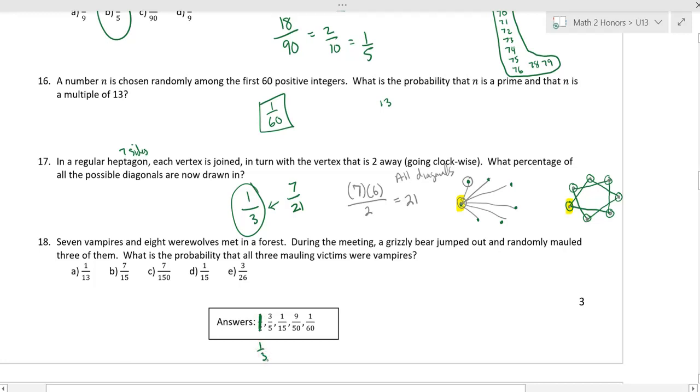Okay, 18. 7 vampires and 8 werewolves met in the forest. During the meeting, a grizzly bear jumped out and randomly mauled 3 of them. What's the probability that all 3 were vampires? All right. So we got 7 out of 15, and then 6 out of 14, and then 5 out of 13. And we can reduce that. And we end up with 1 out of 13. All right. Next page.